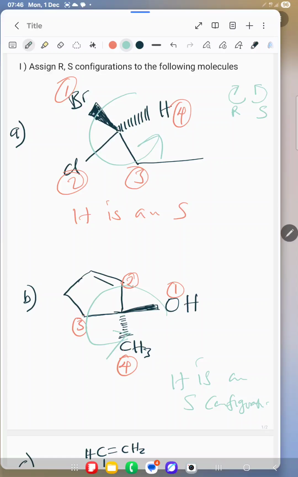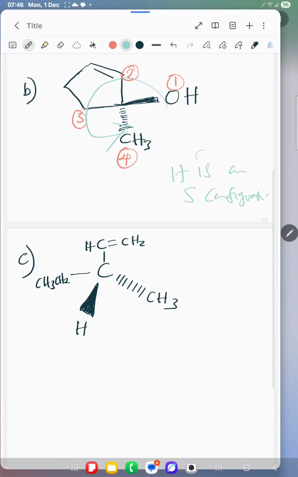This is how you're supposed to assign the RS configurations to any given molecules. You can do this as your task. Please feel free to do the task and then send it in my inbox for confirmation so that I can affirm and see if you've done the right thing.